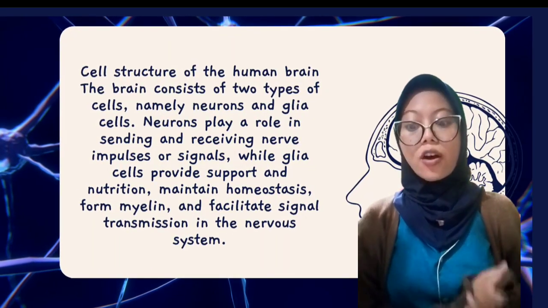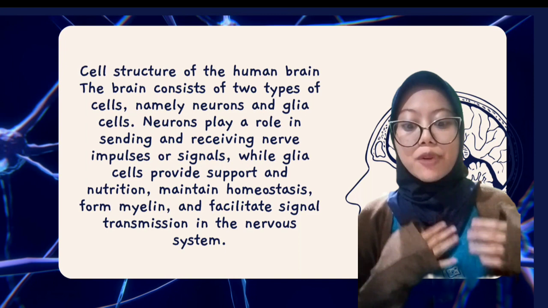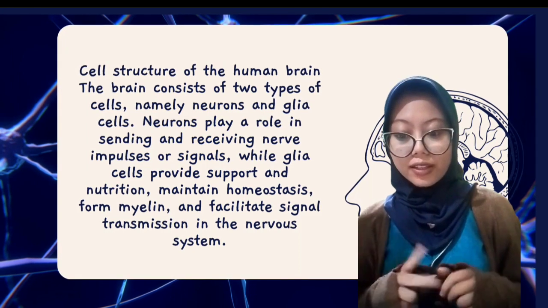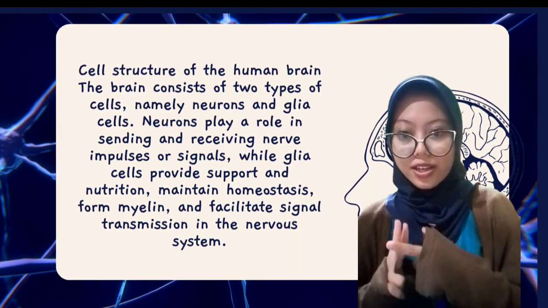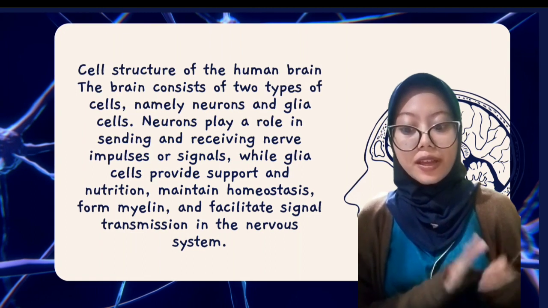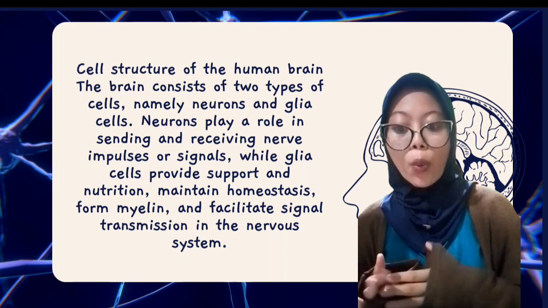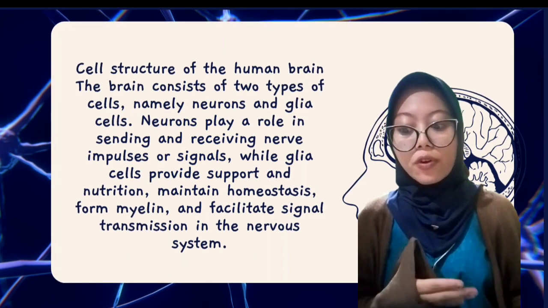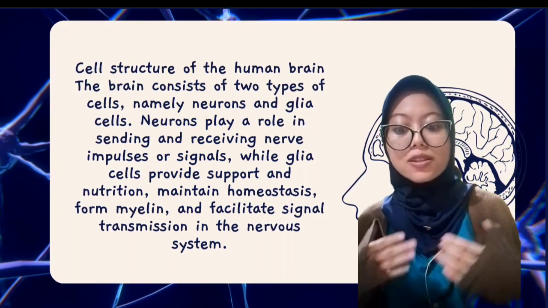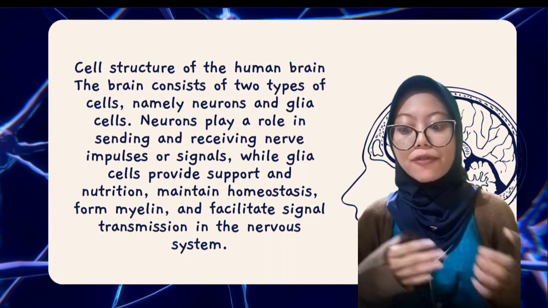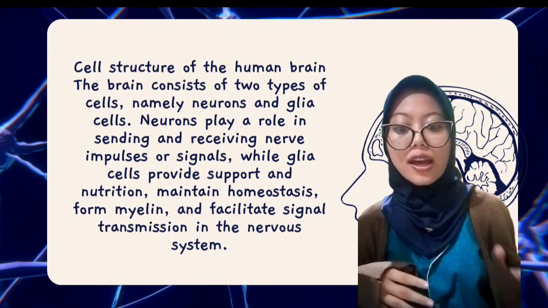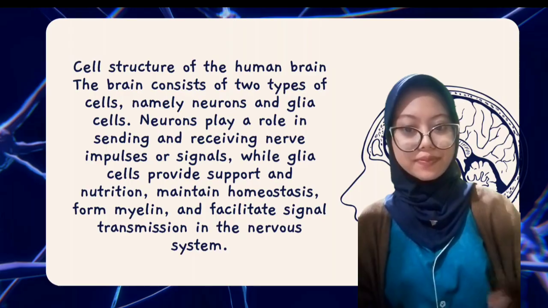Cell structure of the human brain. The brain consists of two types of cells, namely neurons and glia cells. Neurons play a role in sending and receiving nerve impulses or signals, while glia cells provide support and nutrition, maintain homeostasis, form myelin, and facilitate signal transmission in the nervous system.